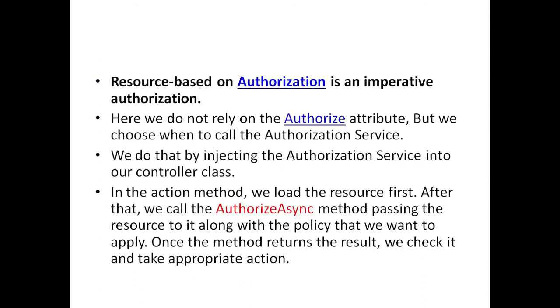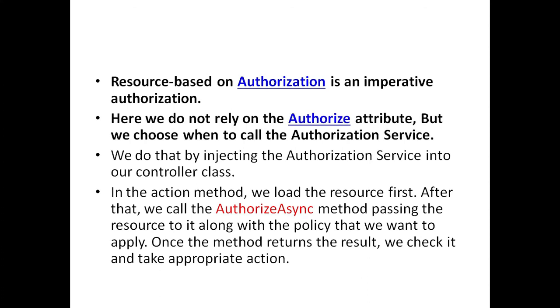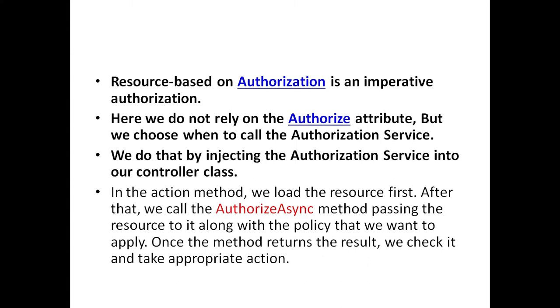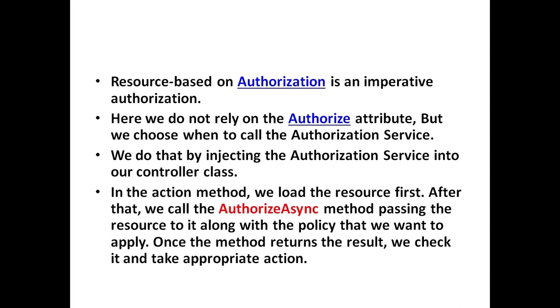Resource-based authorization is an imperative authorization. Here we do not rely on the Authorize attribute, but we choose when to call the authorization service. We do that by injecting the authorization service into our controller class. In the action method, we load the resource first. After that, we call the AuthorizeAsync method, passing the resource to it along with the policy that we want to apply. Once the method returns the result, we check it and take appropriate action.